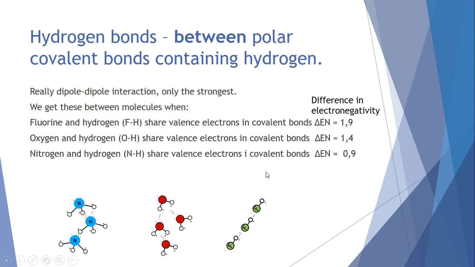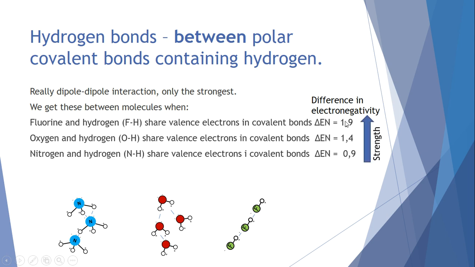These are the three cases where we observe hydrogen bonds: when we have fluorine bonded to hydrogen, oxygen bonded to hydrogen, or nitrogen bonded to hydrogen. So if you learn these three, that whenever you have a nitrogen and a hydrogen bonded together, or an oxygen and a hydrogen, or a fluorine and a hydrogen, then we're going to have hydrogen bonds.